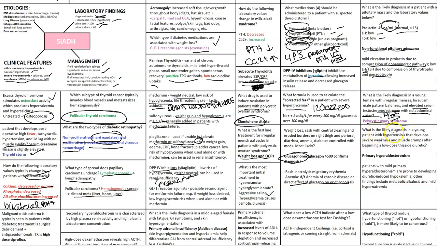What is the most likely diagnosis in a young patient with hypertension that develops severe weakness and muscle cramps after beginning a low-dose thiazide diuretic? That would be primary hyperaldosteronism. Patients with primary hyperaldosteronism are prone to developing diuretic-induced hypokalemia. Other findings include metabolic alkalosis and mild hypernatremia.